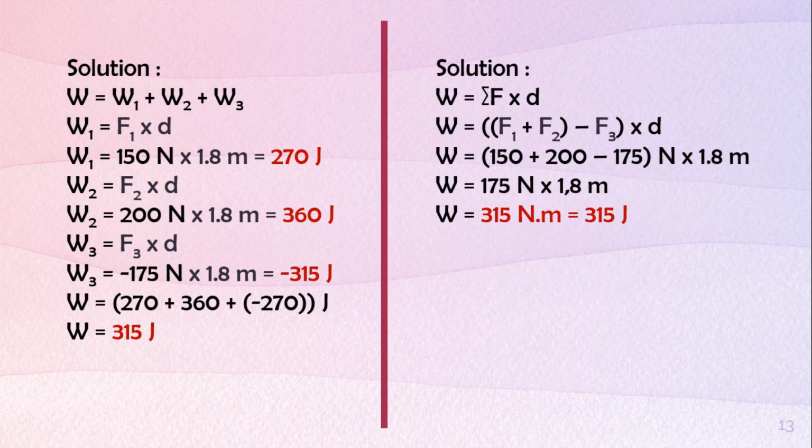The second way is work equals net force times D. Work equals F1 plus F2 minus F3 times D equals 150 plus 200 minus 175 newtons times 1.8 meters equals 175 newtons times 1.8 meters equals 315 newton meters equals 315 joule.